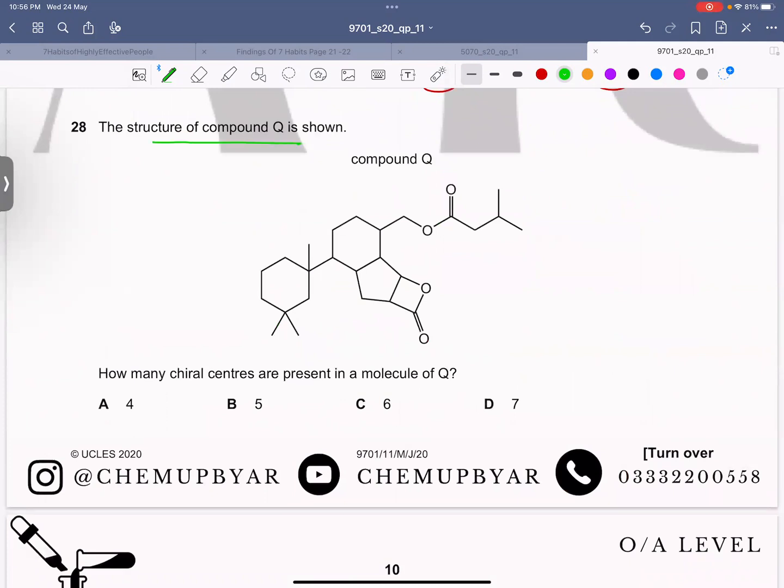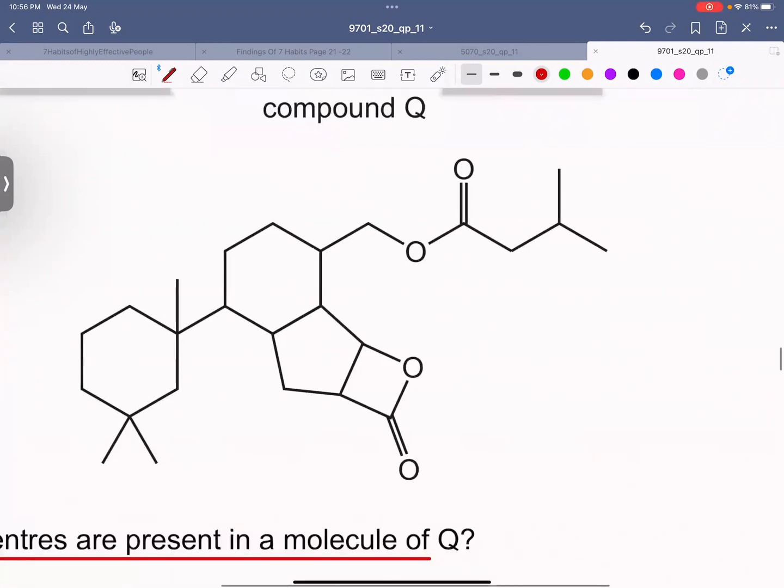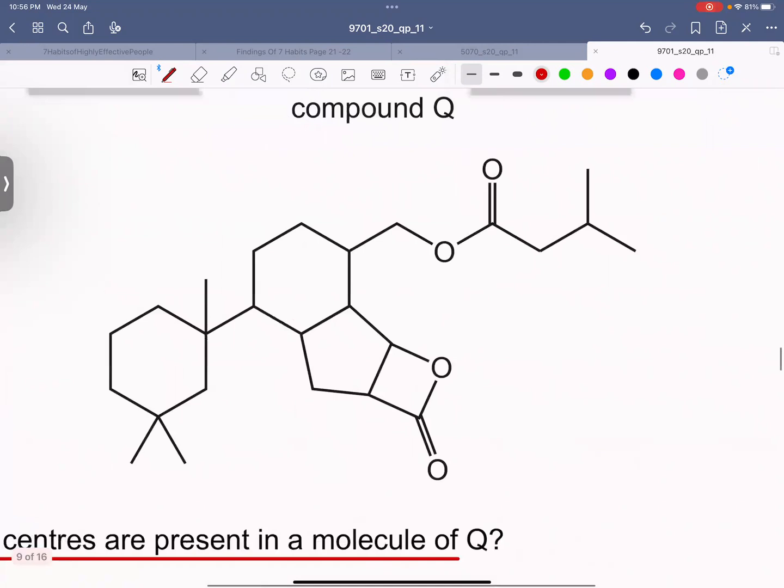The structure of a compound Q is shown. How many chiral centers are present in the molecule of Q? Okay, have a look over here. First, wherever there are CH2 bonds, they cannot be chiral carbons because they have two hydrogens on them. So remember this thing. And wherever there is a pi bond, that also doesn't have a chiral center. Now, if you look at this carbon, it has two CH3 groups attached, so it cannot be a chiral center. In a similar way, this carbon has two similar CH3 groups attached, so it is also not a chiral carbon. In the same way, this carbon is also not a chiral carbon. Is this understandable to everyone?